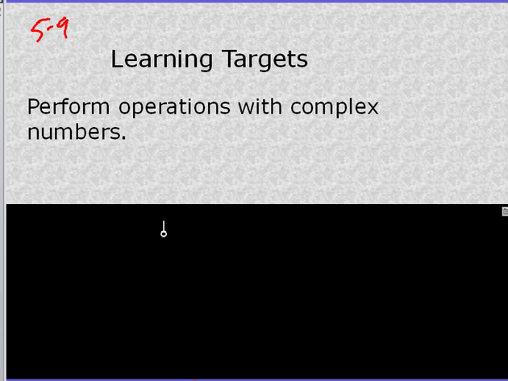I'm covering 5-9 today, which is operations with complex numbers. So we're going to perform those: adding, subtracting, multiplying.